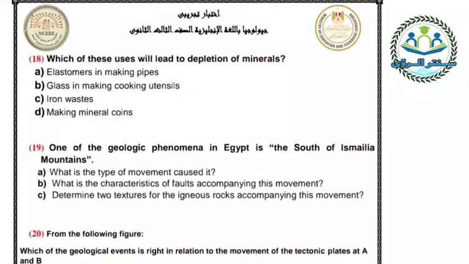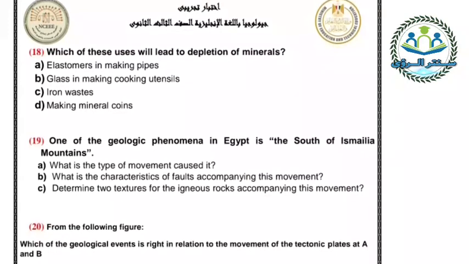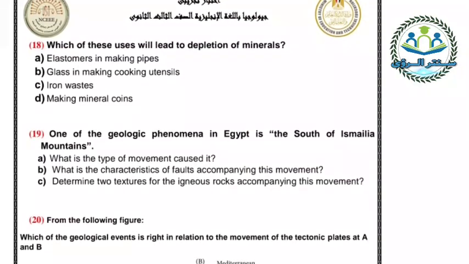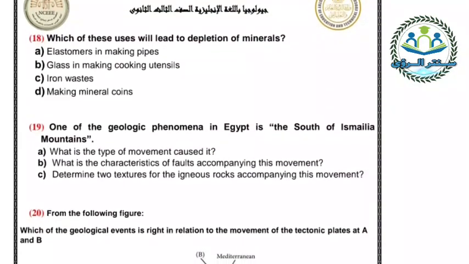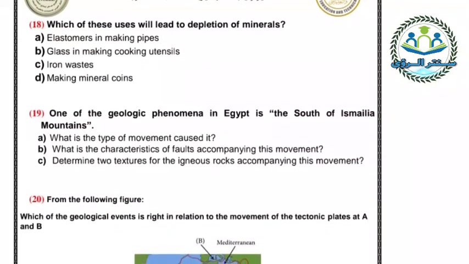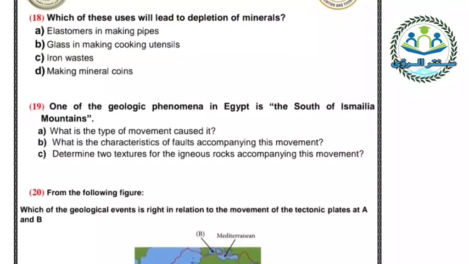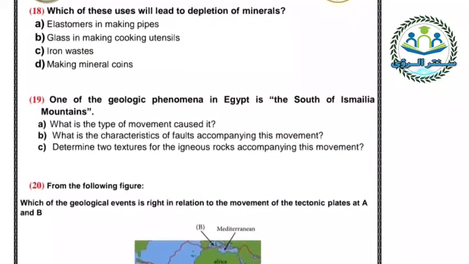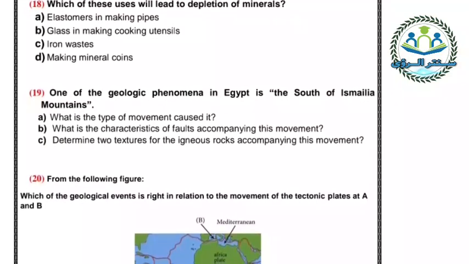18. Which of these uses will lead to depletion of minerals? A. Elastomers in making pipes. B. Glass in making cooking utensils. C. Iron wastes. D. Making mineral coins.